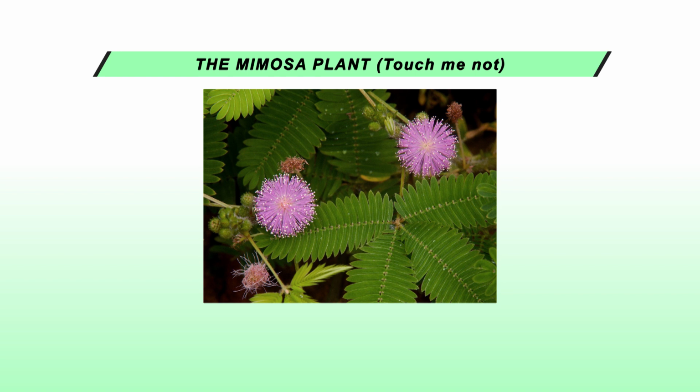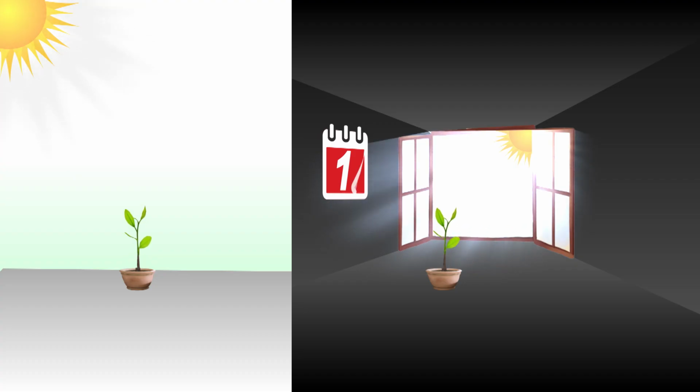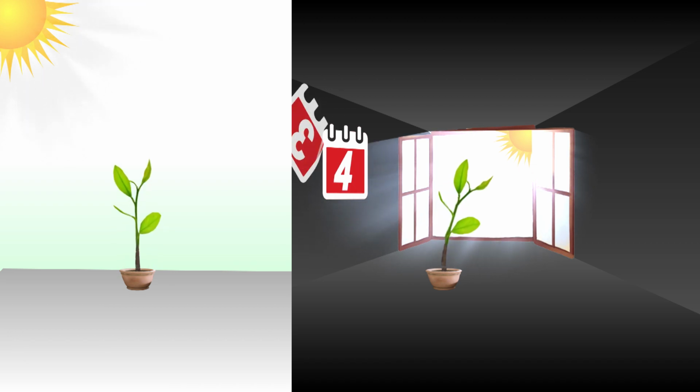Their leaves close or fold when someone touches them. Let's do an activity. Place a potted plant in a room a little away from a window through which sunlight enters sometime during the day. Continue watering the plant for a few days. Does the plant grow upright like plants out in the open?